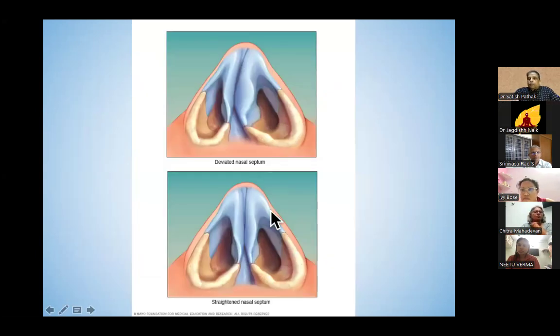Then again, if you see from the front side, you can see here, this has turned on this side. So the nasal space inside the nostril has become less compared to, so you can compare it on this side and on this side. This is normal, this is the straight one here. So on both sides you can see the nostrils have the same space, but here on this side it has reduced.